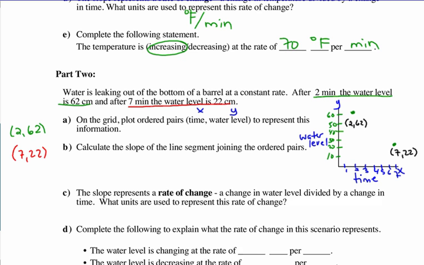And here, they tell us that it's leaking at a constant rate. So we're going to connect those lines. We know that it's uniformly emptying, right? It's at a constant rate, it's emptying. So it is a straight line. Okay, so calculate the slope.